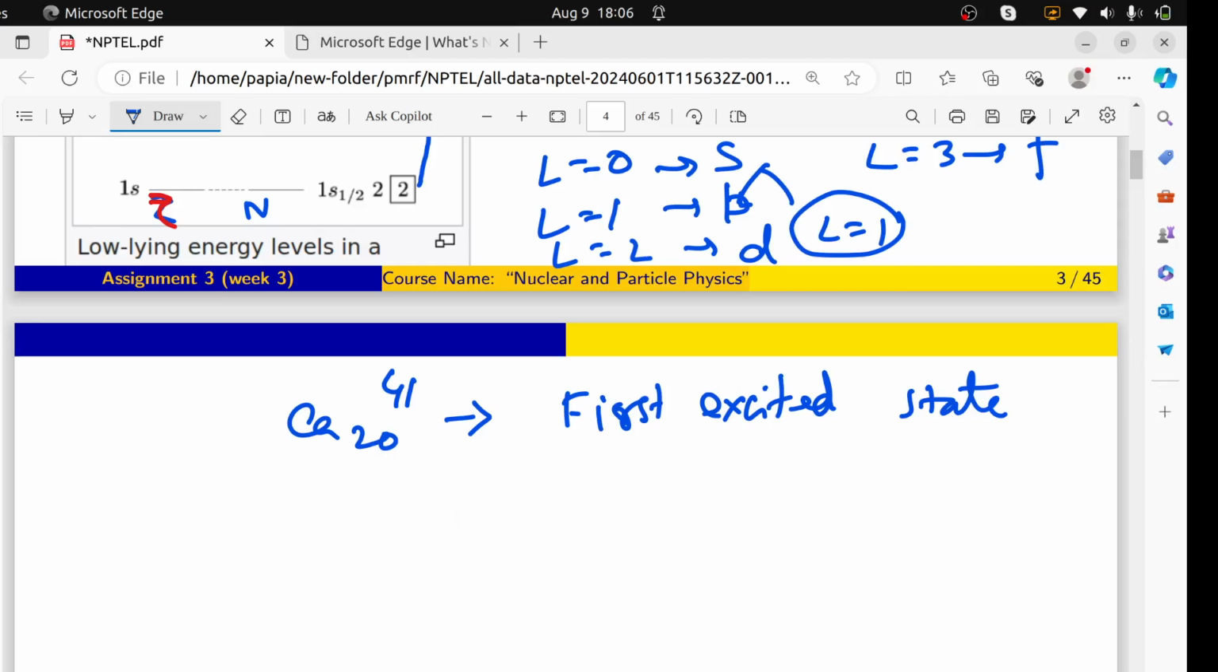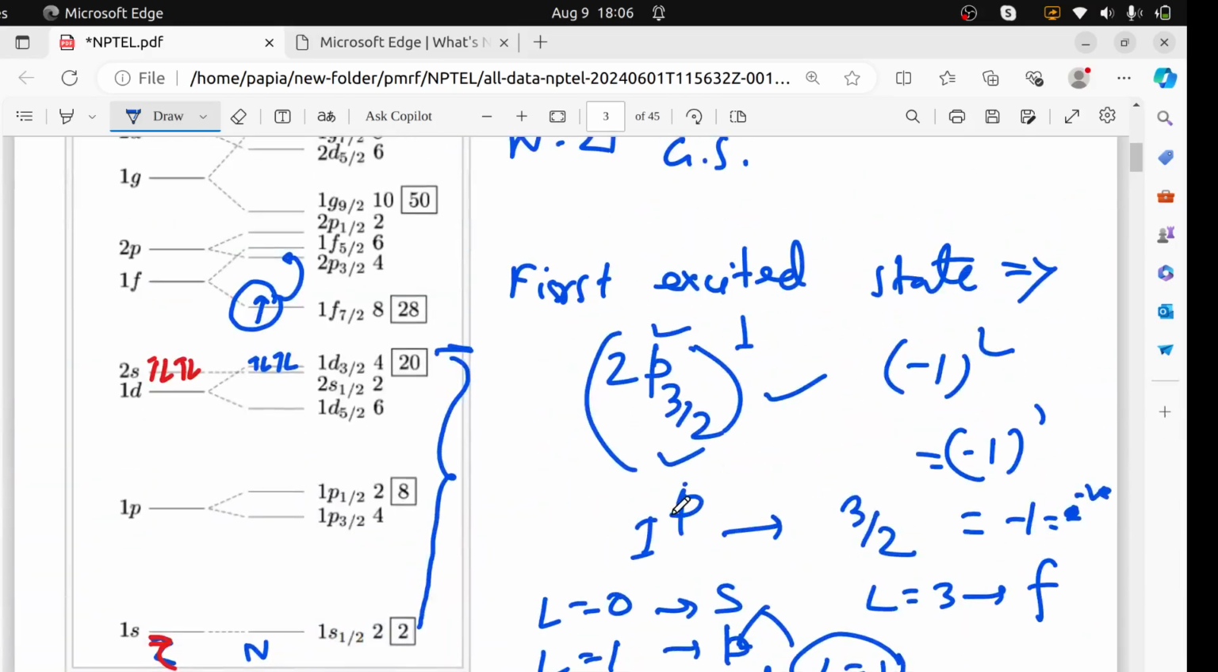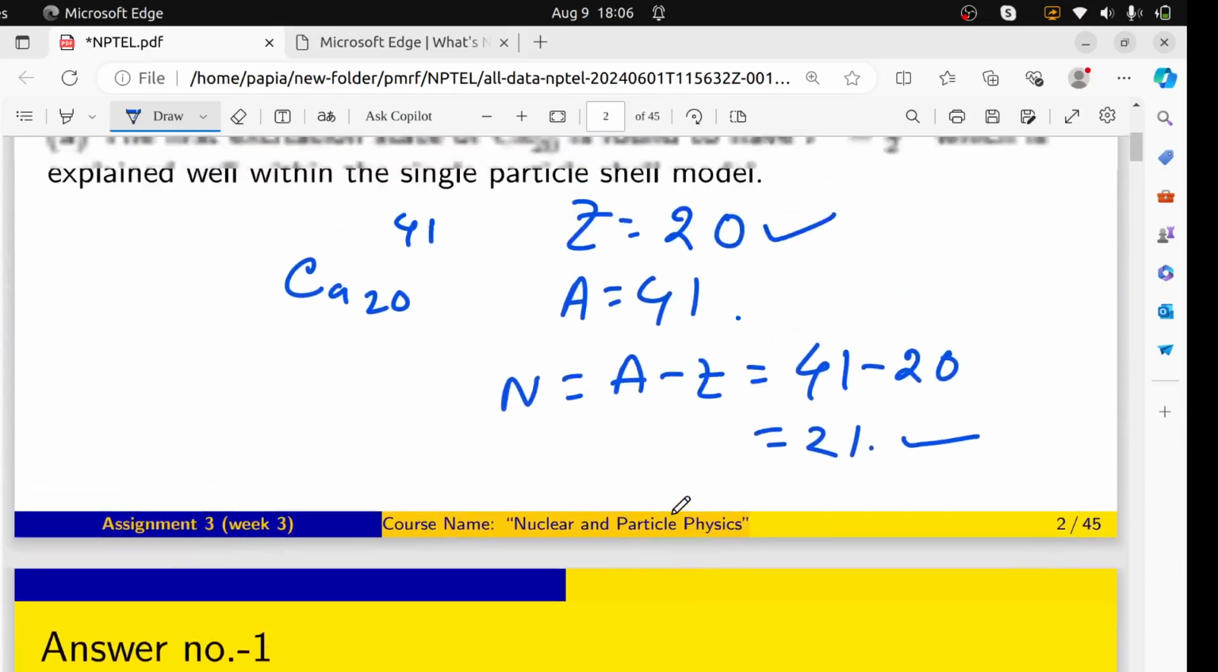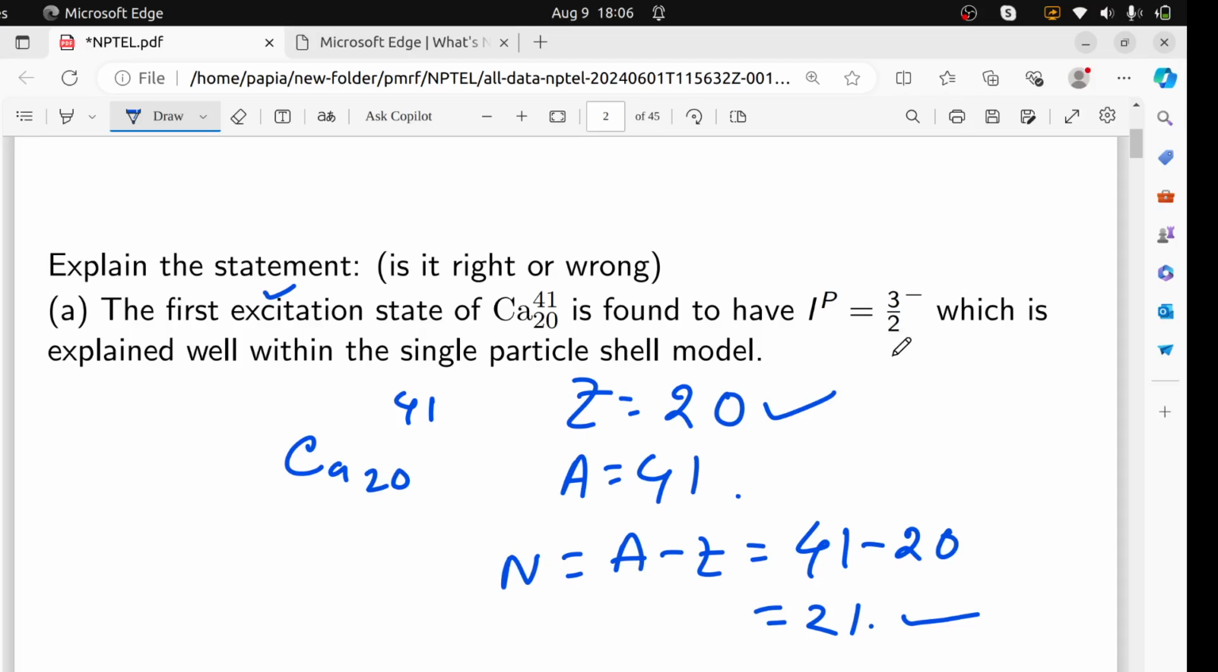the IP value will be 3/2 minus. So that will be the 3/2 minus case. Obviously, the statement was that IP equals 3/2, which can be explained well within the single particle shell model, and we just explained it, and it was totally explained very well with the single particle shell model itself. So whatever the statement is, that is exactly correct. The statement is right.